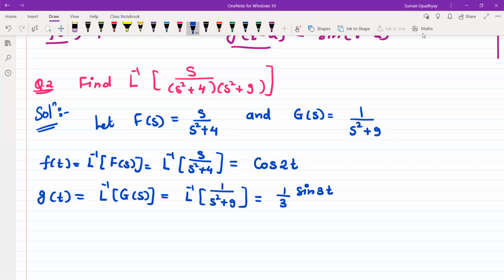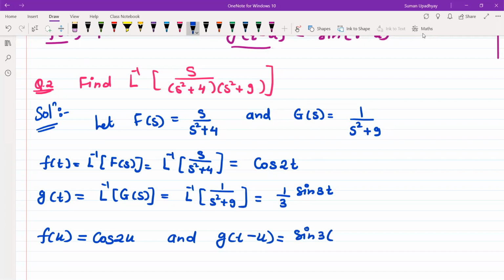Now, according to the convolution theorem, I need f of u and g of t minus u. So f of u will become cos 2u, and g of t minus u will become 1 by 3 sine 3 times (t minus u), where I replace t with t minus u, and the whole divided by 3. So I got f of u and g of t minus u.